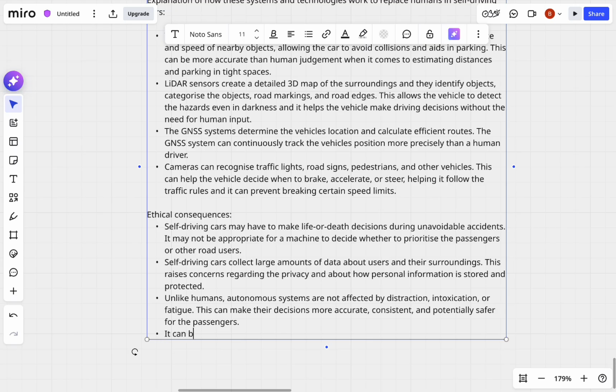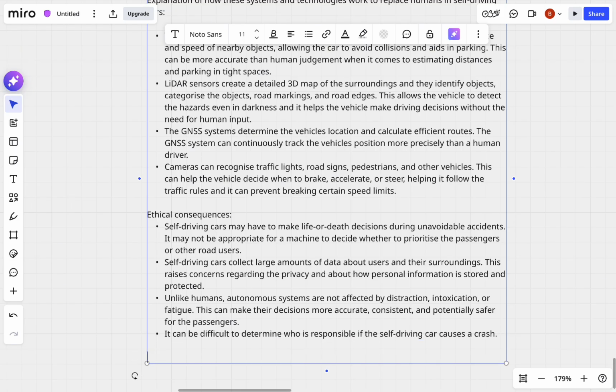It can be difficult to determine who is responsible if the self-driving car causes a crash. So that's our fourth ethical concern. Yep, we're done with the ethical consequences. Now let's go towards the economic impacts.